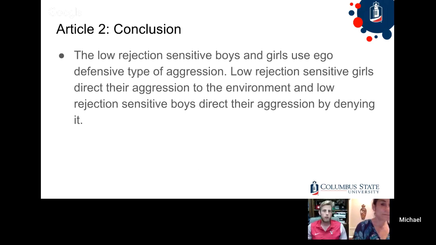Conclusion: the low rejection sensitive boys and girls use an ego defensive type of aggression. Low rejection sensitive girls direct their aggression to the environment, and low rejection sensitive boys direct their aggression by denying it.